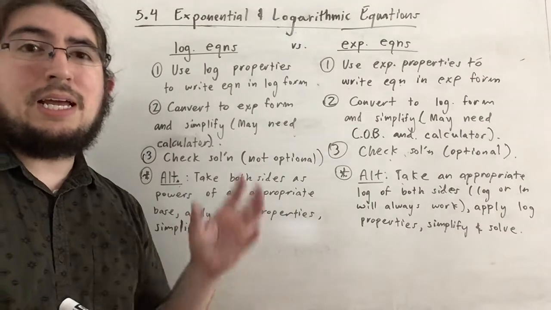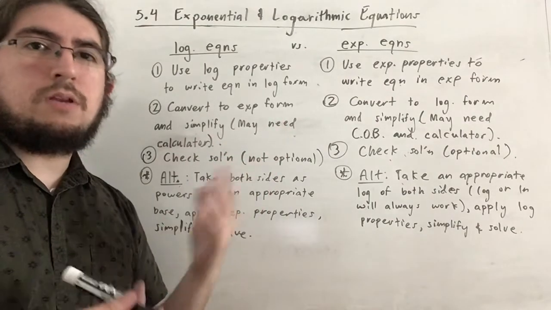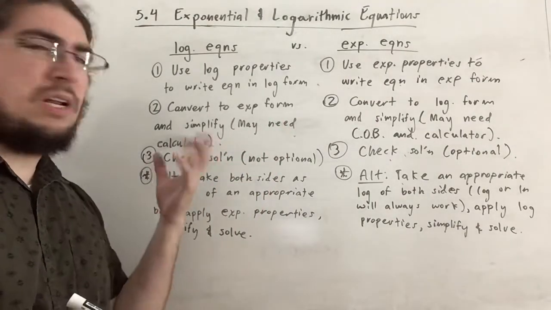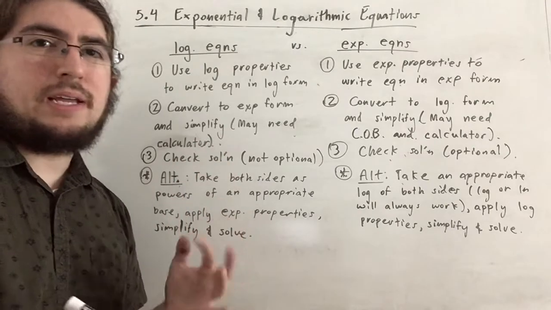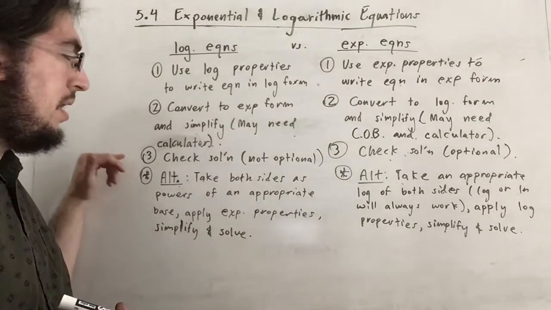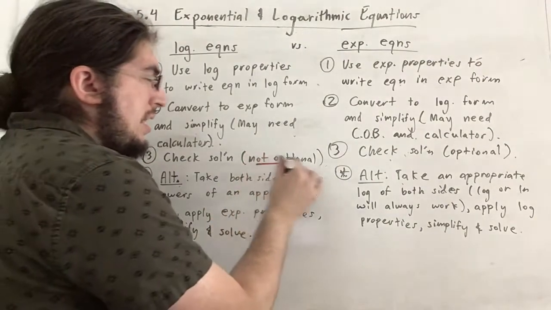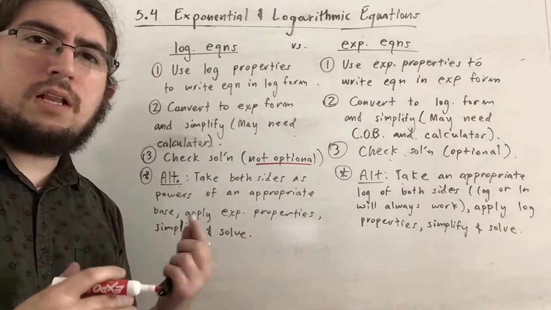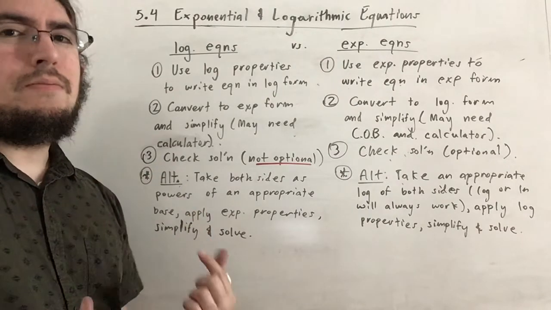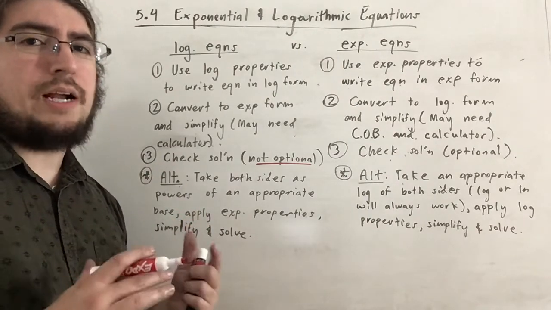Then step 2, convert this to exponential form, and you may need a calculator because, let's say for instance, it's e to the 3 and you want to compute that. You can use your calculator to round, or you can leave it in that funky exact form if you like. It kind of depends. And finally, step 3, check, and I say it's not optional. It kind of is optional if you're very clever about it and you're certain with your math, but for the most part, you want to check.